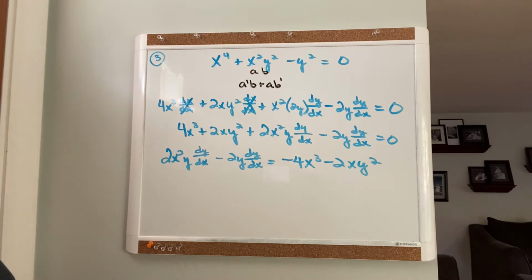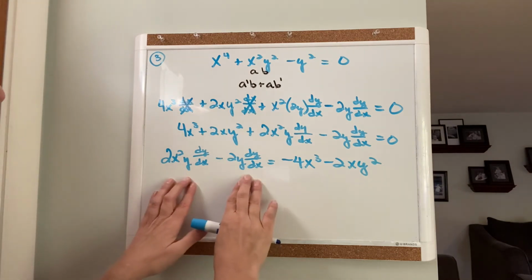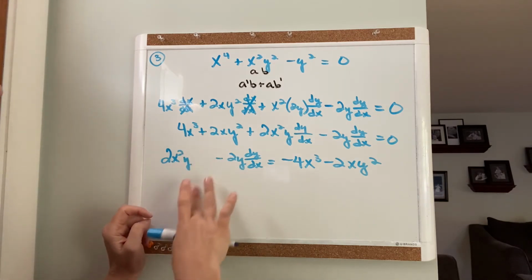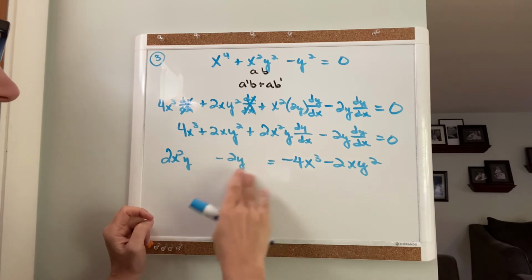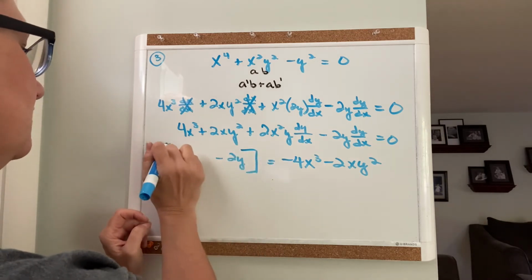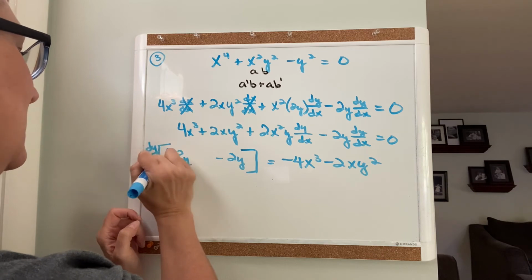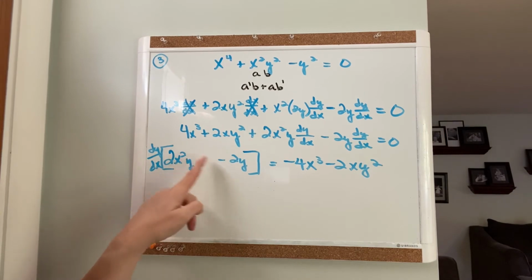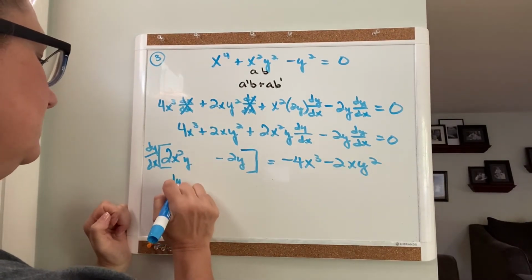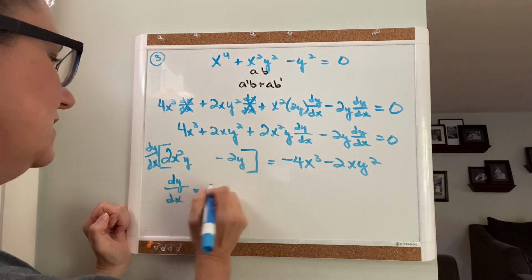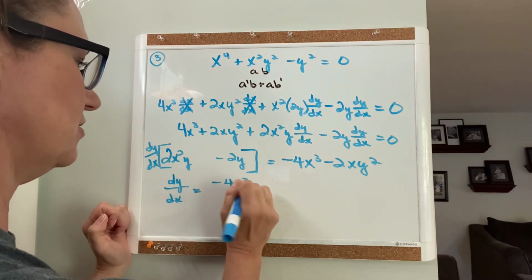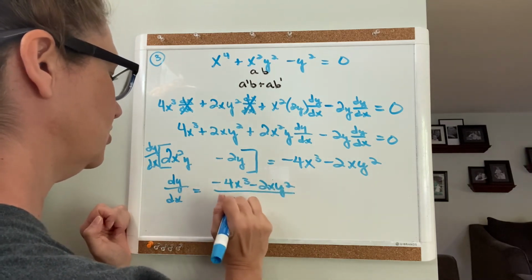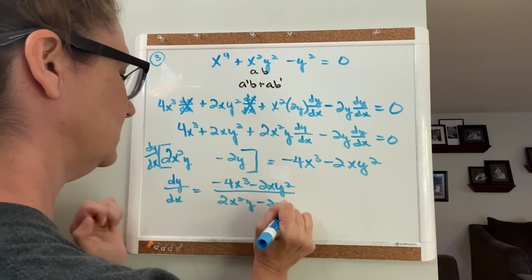Now I am running out of board space. So on the left-hand side, every term contains dy dx, so I'm going to factor that out, and I'm not going to do that in a separate step because I am running out of board space. So we are now going to factor out the dy dx, and you can divide both sides by 2x squared y minus 2y. So our derivative dy dx is equal to negative 4x to the 3rd minus 2xy squared all over 2x squared y minus 2y.